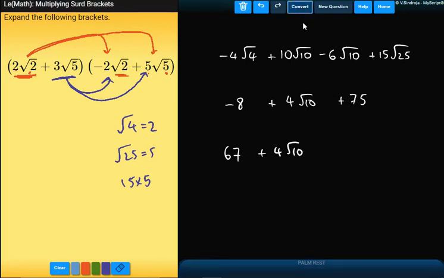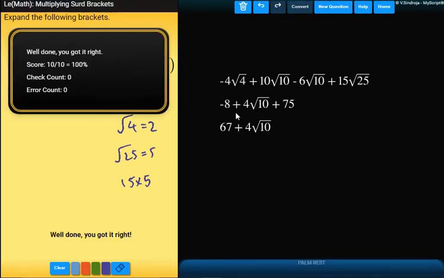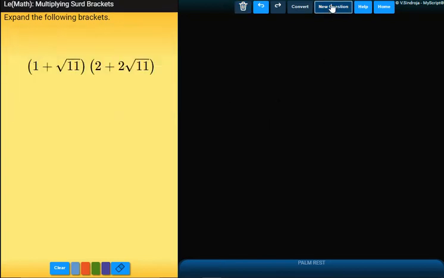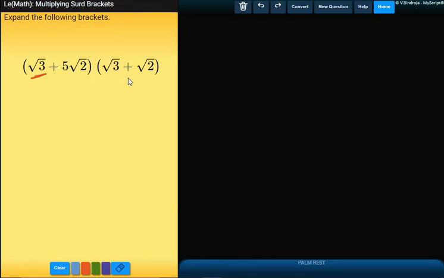Let's check that. No errors this time. So bear that in mind, please. Practice multiplying these ones with surds at the front and the end. This one's pretty easy, but try some like this one here, where there are 2 surds at the beginning and the end. Practice a few until you're consistently getting them right.